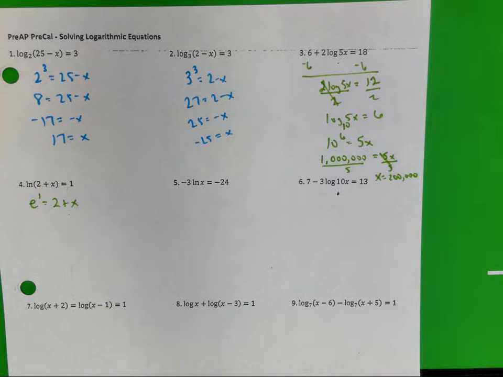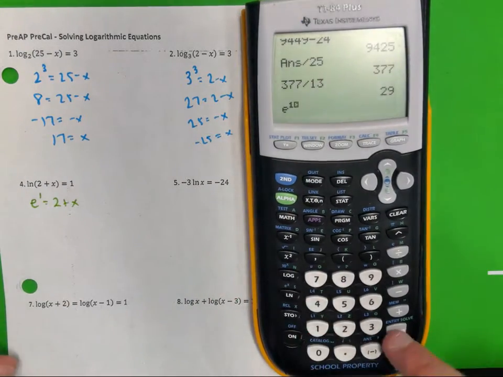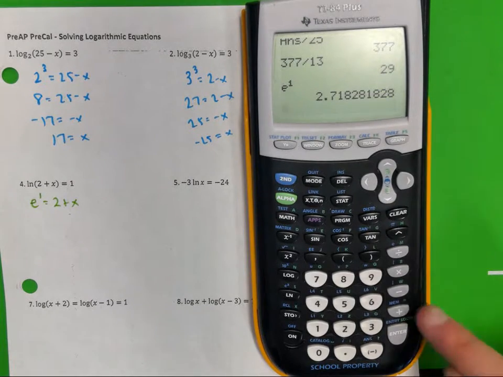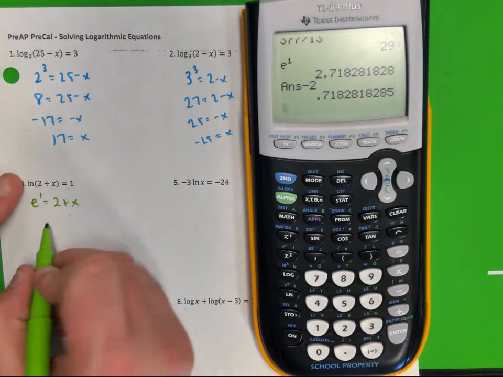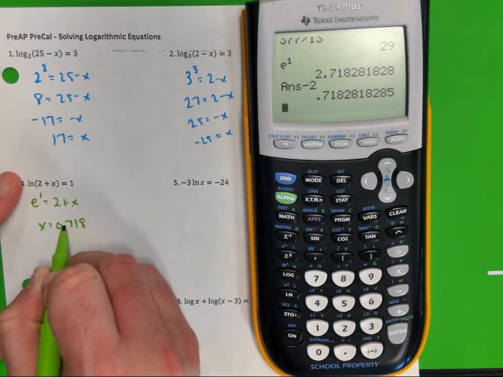Guys, I would simply type in my calculator e to the first. Second, e to the first. And then subtract what off of it? Yep, and round. X equals 0.718.